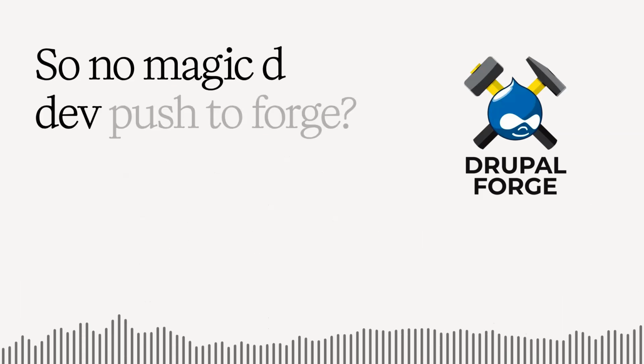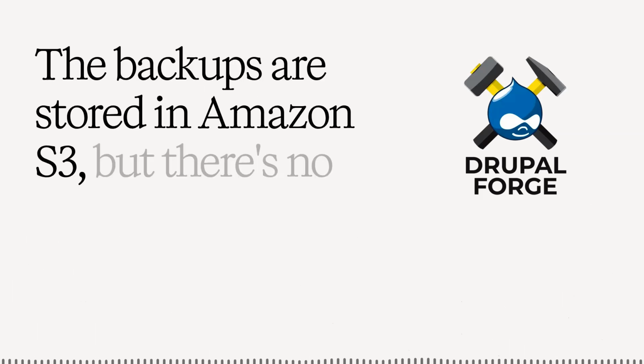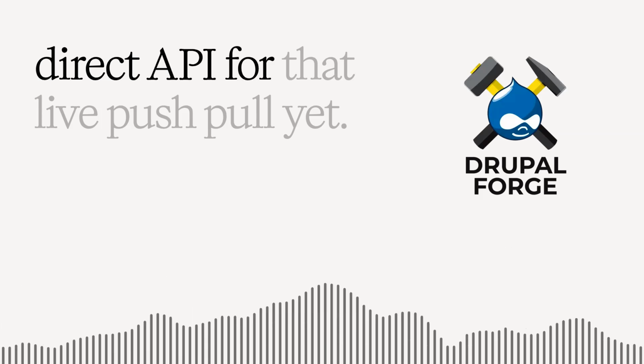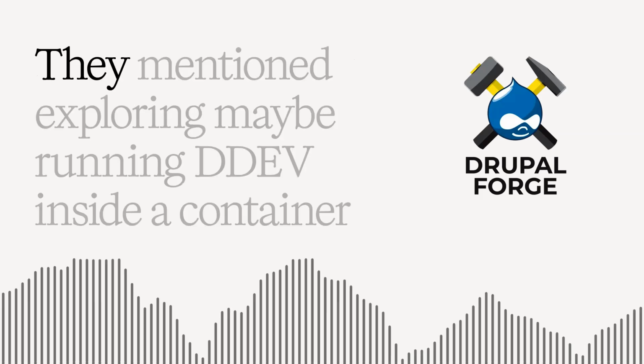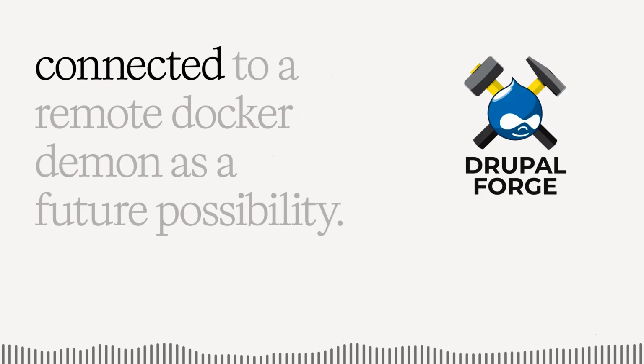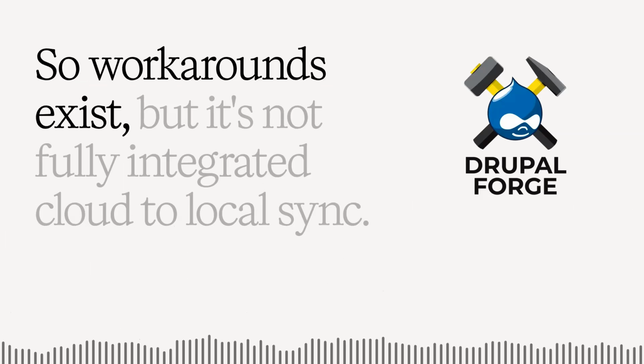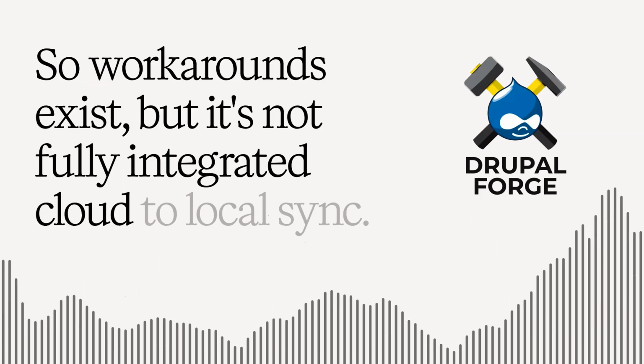So no magic DDEV push to Forge? Not currently. The backups are stored in Amazon S3, but there's no direct API for that live push-pull yet. They mentioned exploring maybe running DDEV inside a container connected to a remote Docker daemon as a future possibility. Okay, so workarounds exist, but it's not fully integrated cloud to local sync.